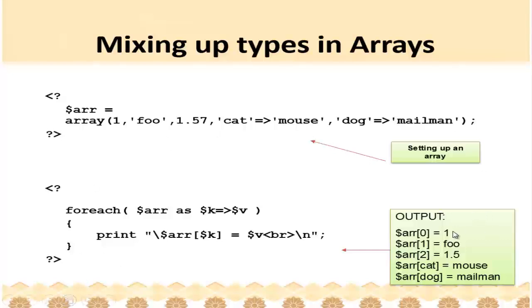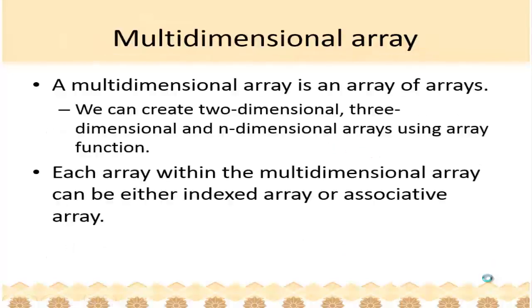Okay, and if you try to display the value, you will notice that the first element will have the index 0. The second element will have the index 1. The third element will have the index 2, and the fourth element, you notice the index is already supplied here, that is the key, and the value is supplied here. The fourth element, the index is supplied here, and the value is supplied on the other side. So you can have it in any order you want.